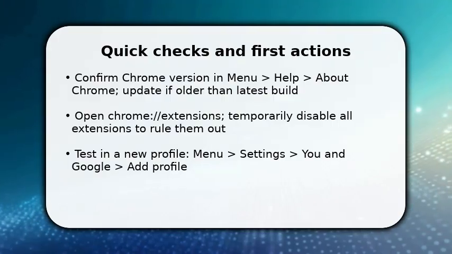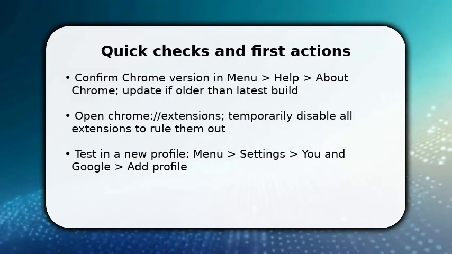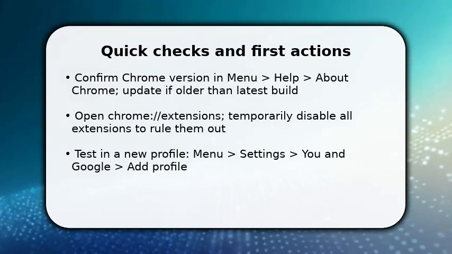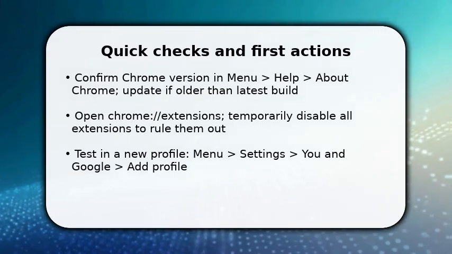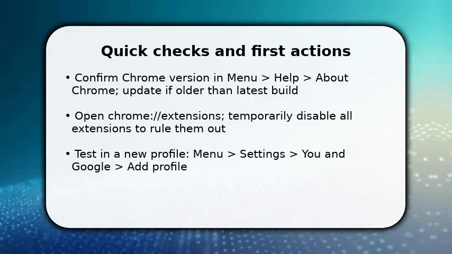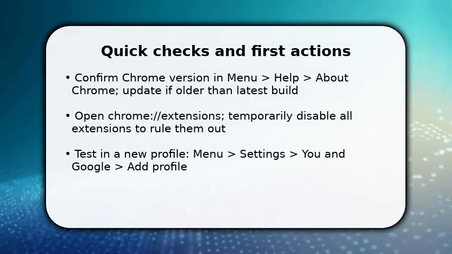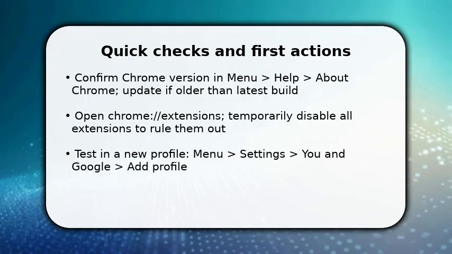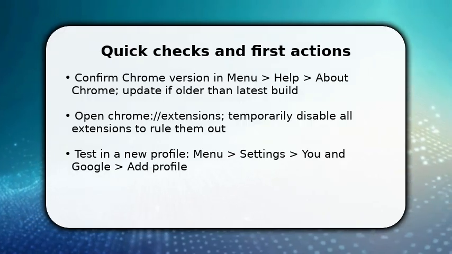You start by moving fast. Open Chrome and check About Chrome to update. Outdated builds cause odd UI labels. Once updated, go to chrome://extensions and toggle every extension off. Extensions often alter titles or inject content.